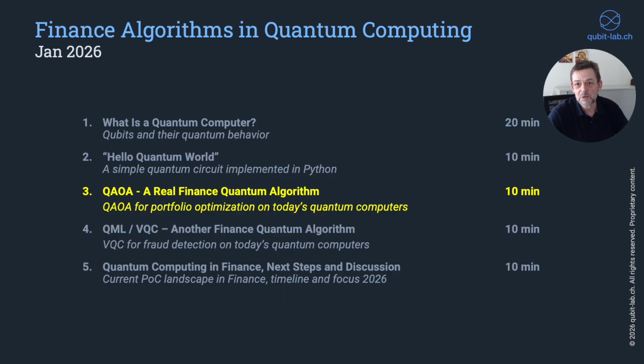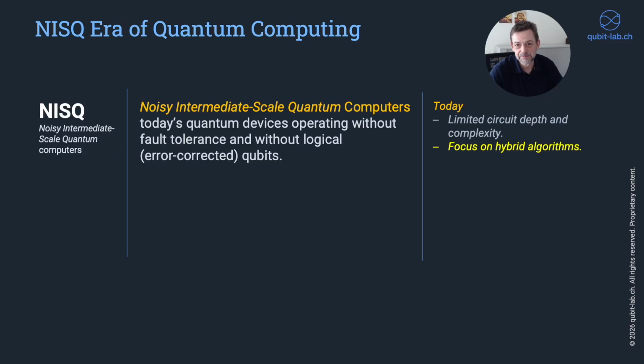Now let's have a look at a real finance algorithm, QAOA. But before we look at this, let's briefly set the context of today's quantum computing environment. Current quantum computers, including most quantum as a service offerings, are limited to roughly 100 to 200 physical qubits. These physical qubits are fragile. Their quantum states typically remain usable only for milliseconds at best, which we call the coherence time.